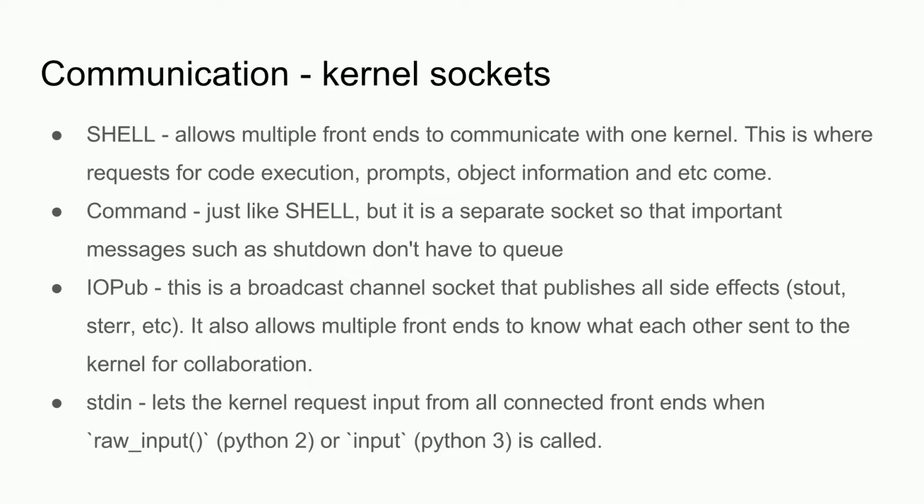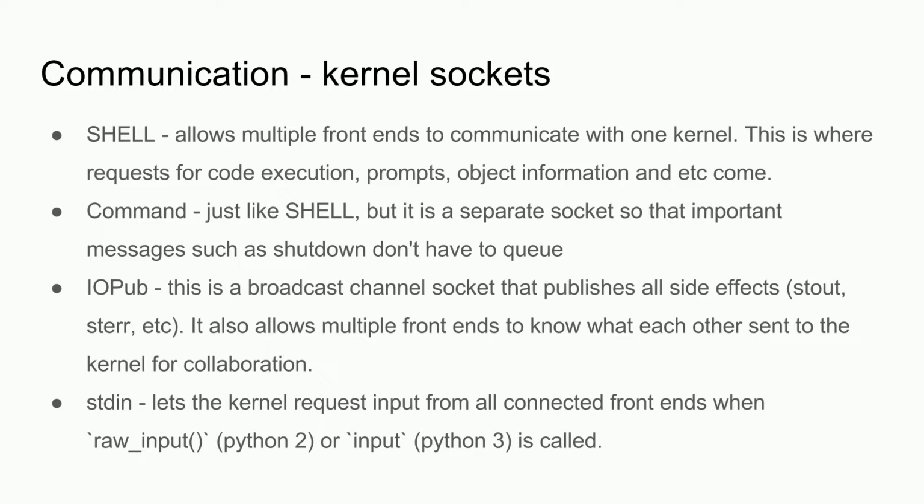There's the IO pub socket, a broadcast channel. It publishes all the side effects, like standard error, standard out, that type of thing. It publishes it to multiple front ends at the same time. This sort of lets all the different front ends that might be attached know what's going on, so they can sort of keep track of each other.